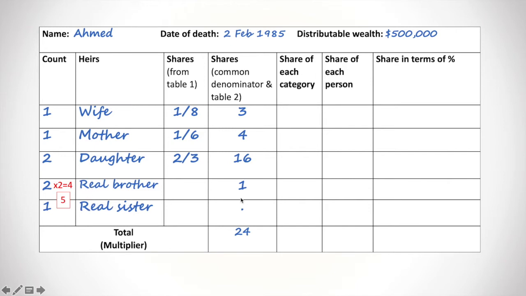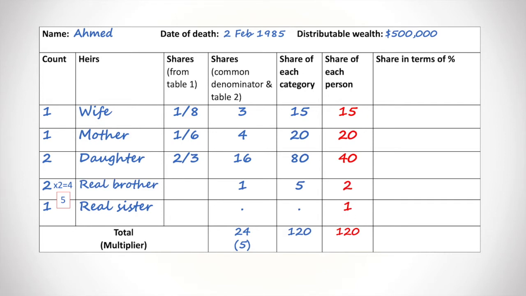Instead of dividing this into 5 and making it a decimal, we multiply the whole column by 5 and use 5 as our multiplier. By doing so, we get 15, 20, 80, 5, and 24 will become 120. Now, share of each person, we can easily give the wife 15, mother 20, each daughter will get 40. This 5 has to be divided into 5 parts, so value of each share will be 1, and each male, which is the brother in this case, will get 2 shares, brothers will get 2, and sister will get 1.